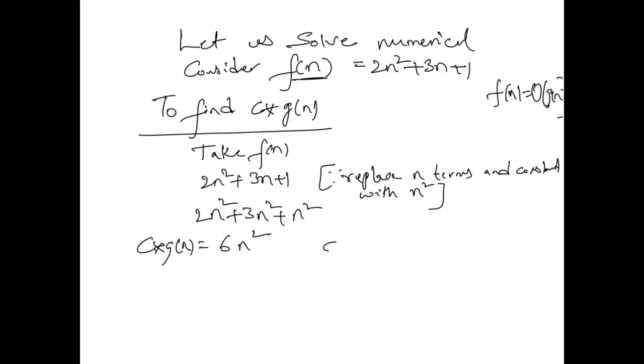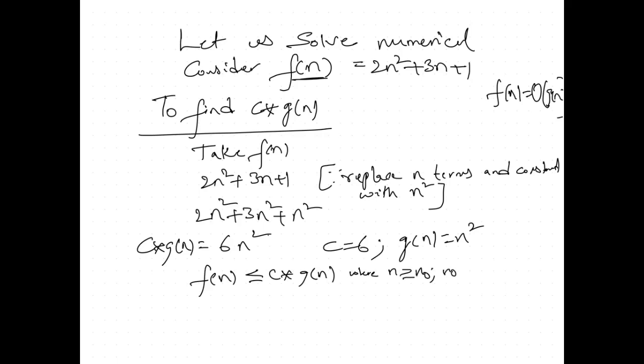Now what is c here? c is equal to 6. What is g of n? It is equal to n square. Now you check, f of n is always less than or equal to c times g of n, where n is greater than or equal to n naught, n naught is greater than or equal to 1, and c must be greater than 0, right? This is the condition for big O notation.